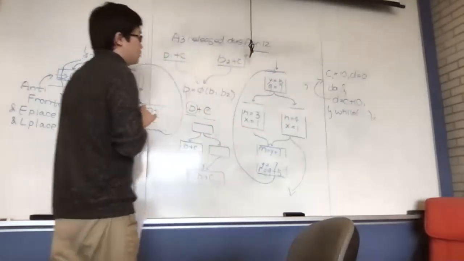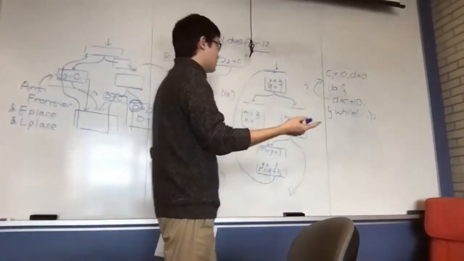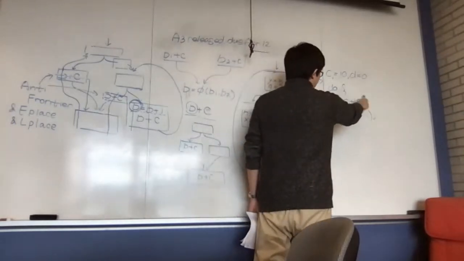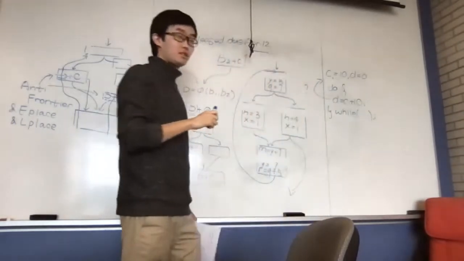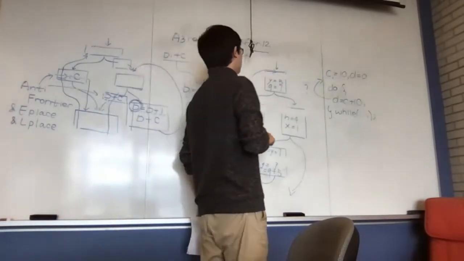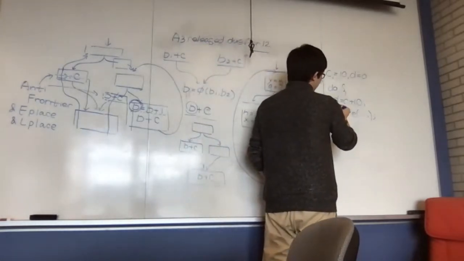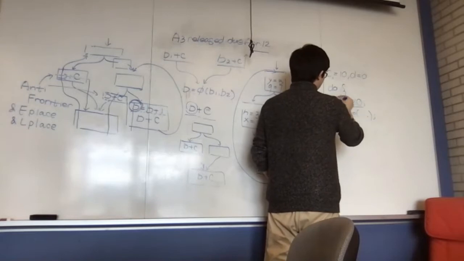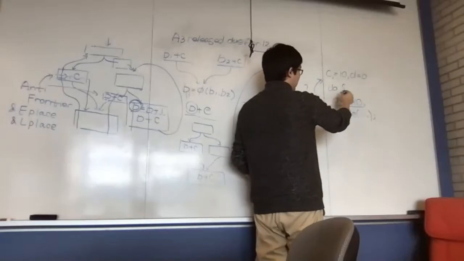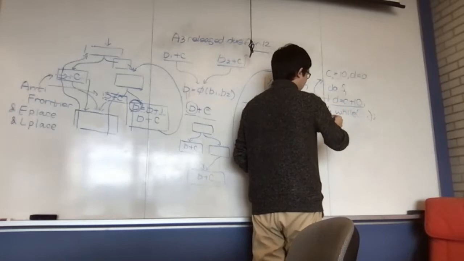Well, the answer is no. Why is that? The reason is that in the case of the do while loop, the loop body is guaranteed to be executed at least once, right? That's the property of the do while loop. So in this case, it is always safe to move the instruction here to the pre-header. Hence, its loop body dominates the loop exit here.